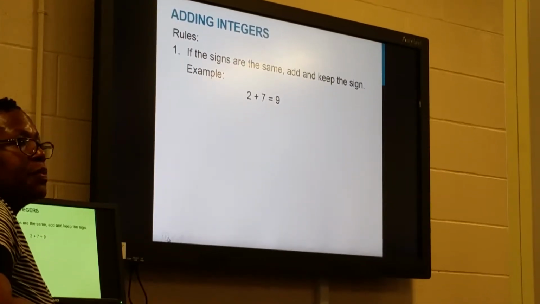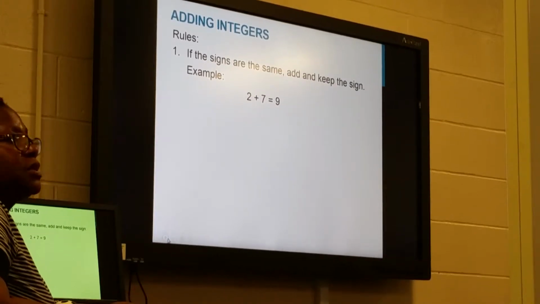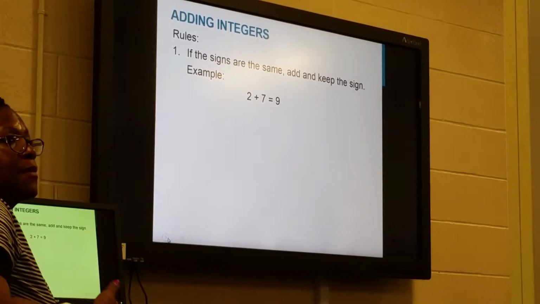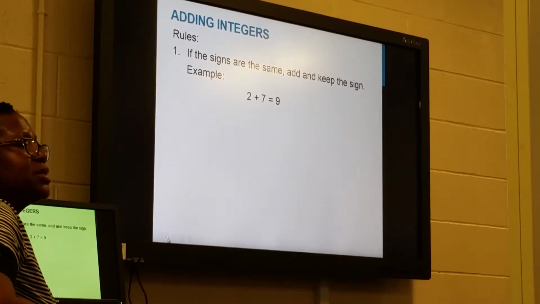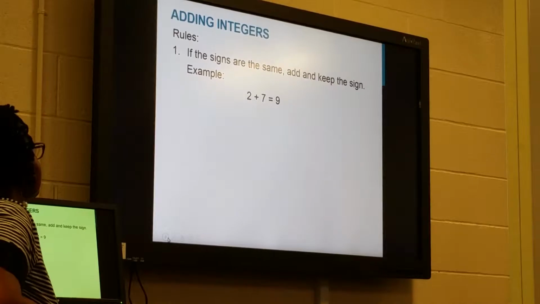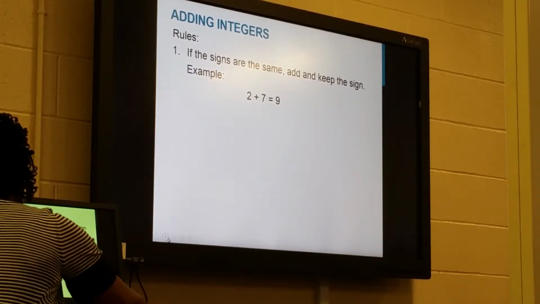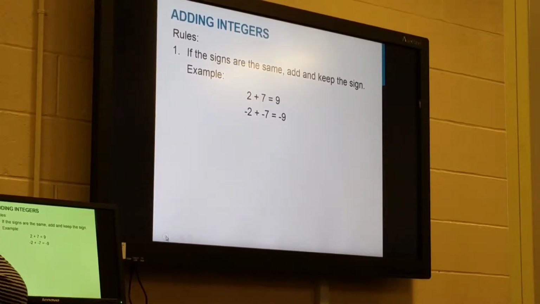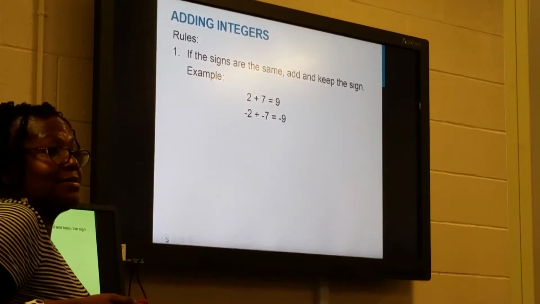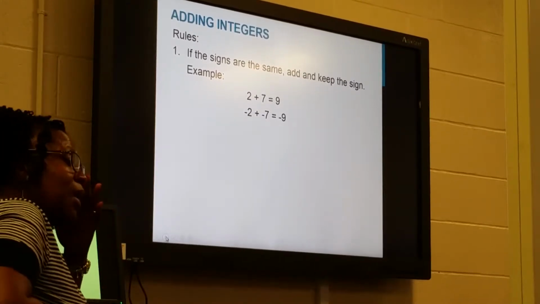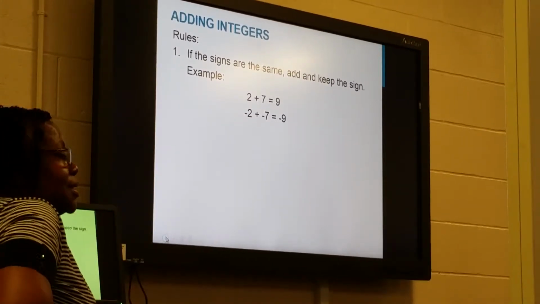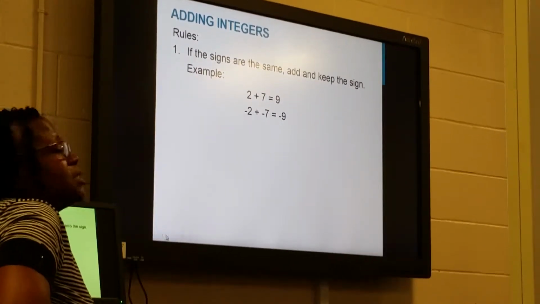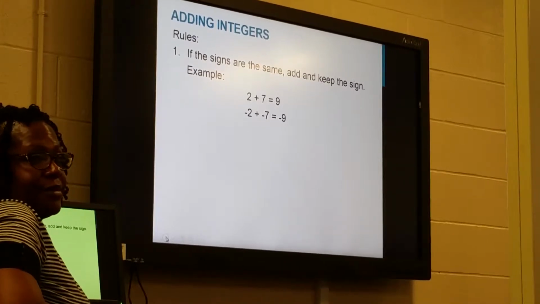Nine. These, both 2 and 7, are positive numbers, and you're going to add them, and it's going to still be a positive. But look at this one. Negative 2 and negative 7. We're adding those. It's a 9, where the sign still will be a negative.